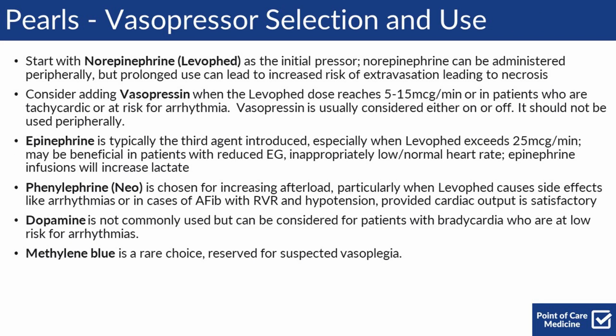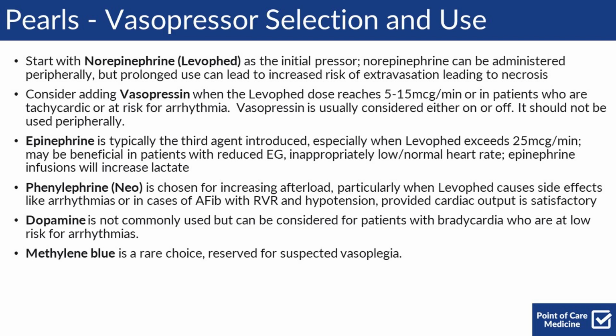For some pearls on vasopressor selection and use, usually start with norepinephrine or Levophed as the initial pressor. Norepinephrine can be administered peripherally, but prolonged use can lead to increased risk of extravasation, which could lead to necrosis. You can consider adding vasopressin when the Levophed dose reaches 5 to 15 micrograms per minute, or in patients who are tachycardic or at risk for arrhythmia.